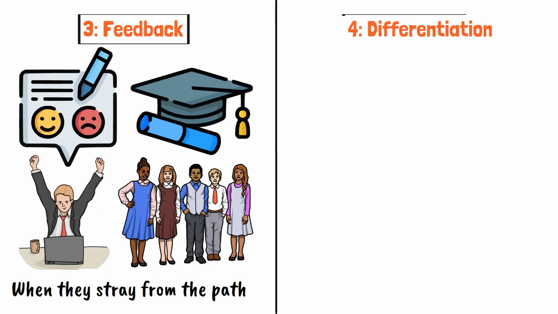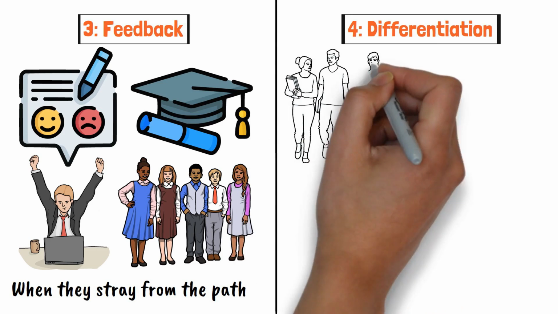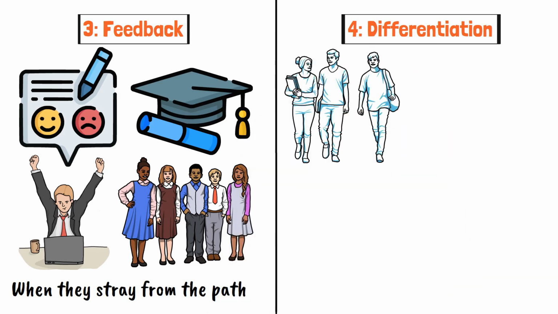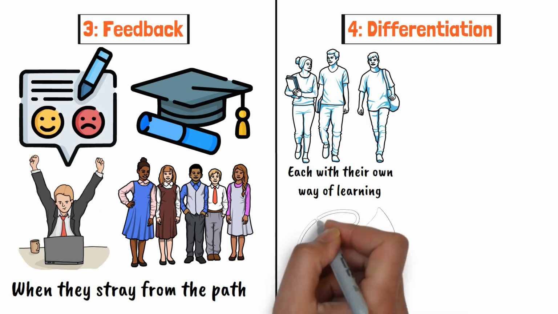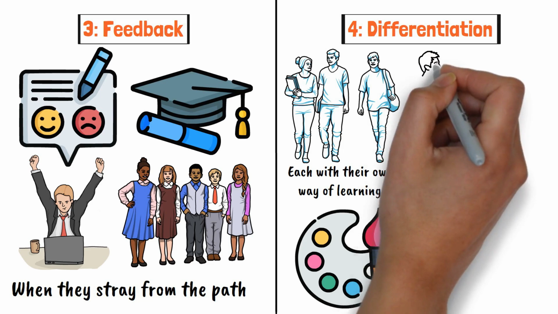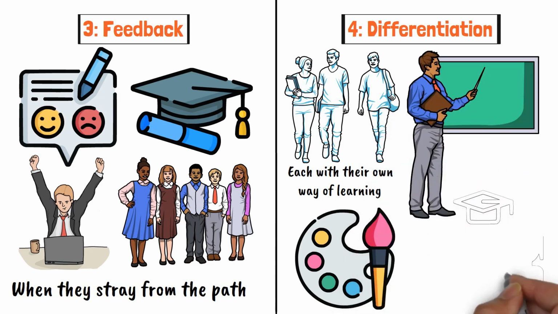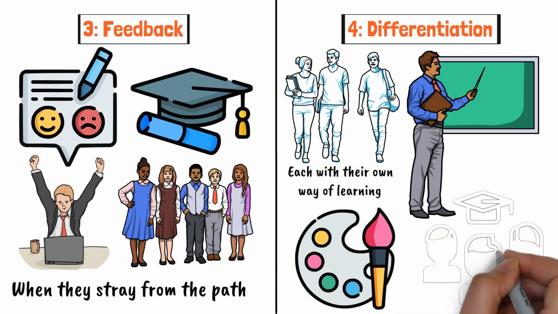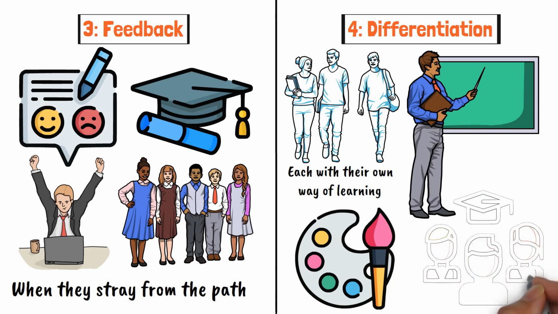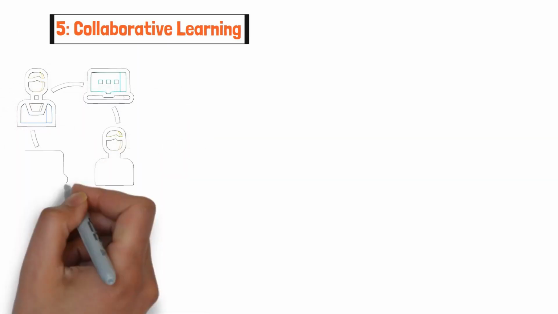4. Differentiation. Embracing the spectrum of learning styles. Every student is unique, each with their own way of learning. Differentiation in instruction is like an artist choosing from a palette of colors. It's about tailoring the teaching methods to fit the varied hues of learning styles, ensuring that every student's needs are addressed.